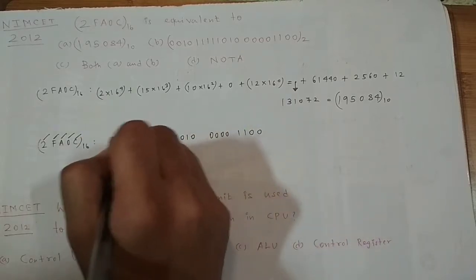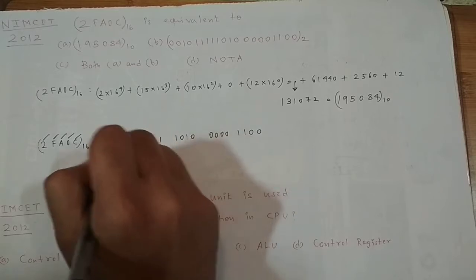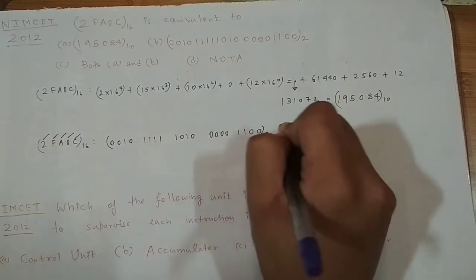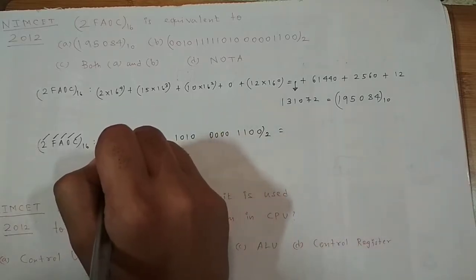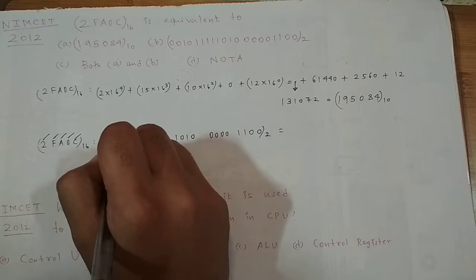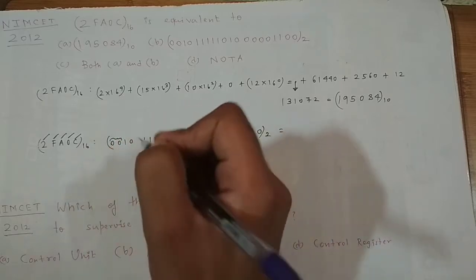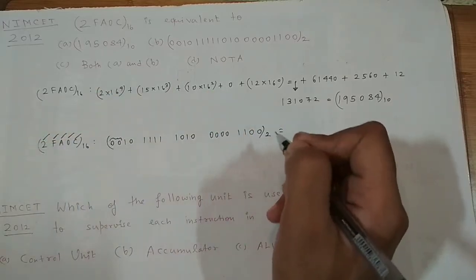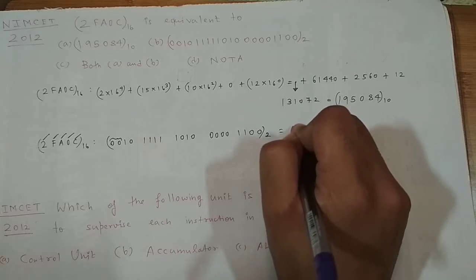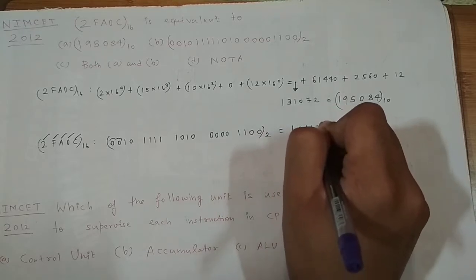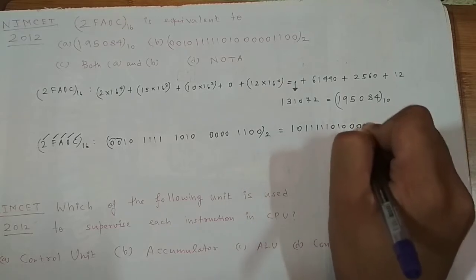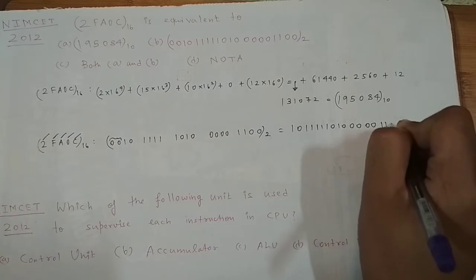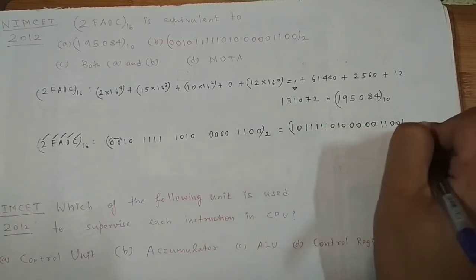And finally 2 is 0010. This is the binary equivalent, which can also be written by ignoring these two zeros, the leading zeros. Leading zeros in a binary bit pattern have no meaning, so they can be ignored. So I can write this as 101111, and then again 1010, and then 0000, and then 1100. So this is my binary value.